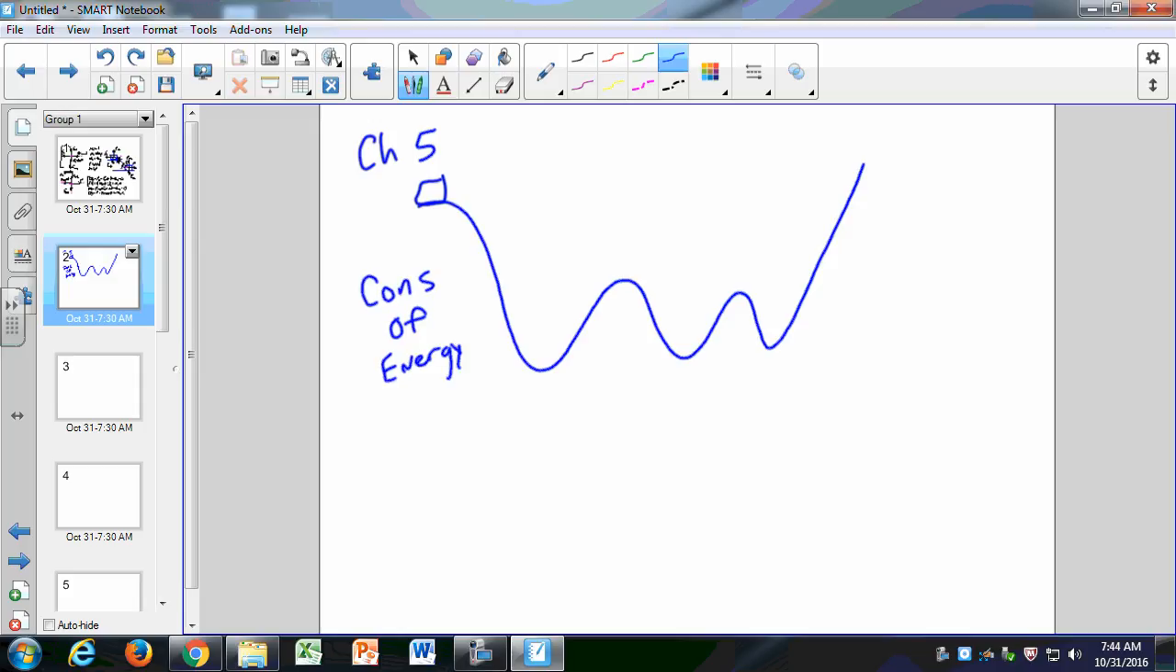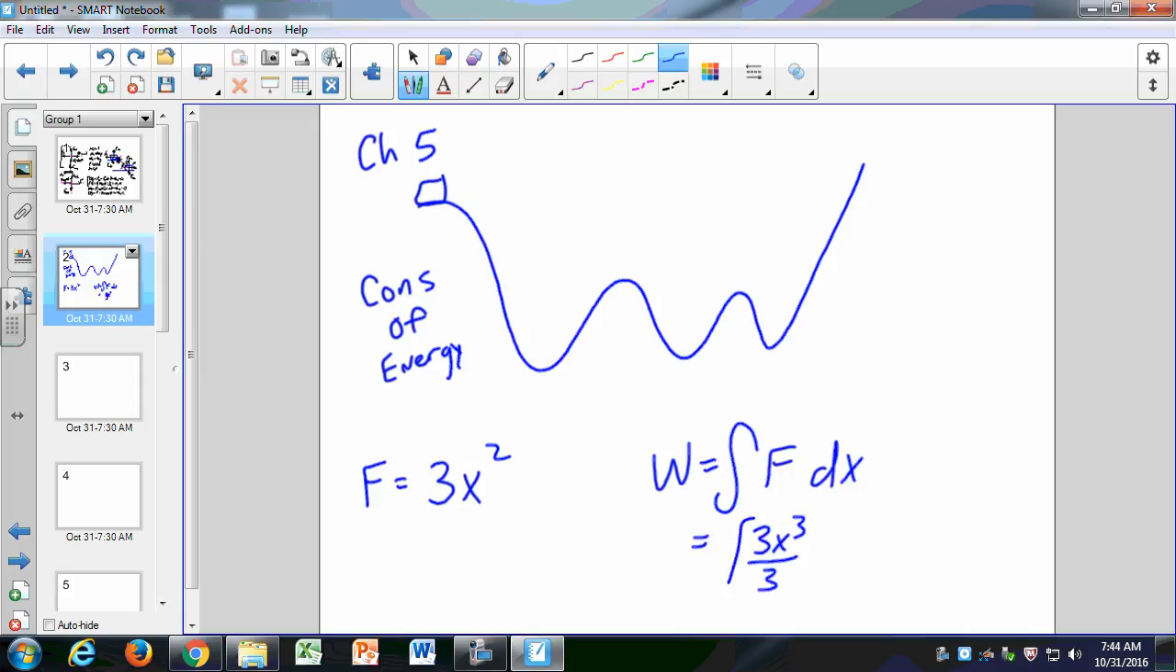Also, you'll have a force that varies with position. So say, for example, a force that's equal to 3x squared. And I ask you, in some way, what is the work done by that force as it goes over a certain distance? And the work is equal to the sum of F times dx, which in this case would be 3x cubed over 3, as it goes from 0 to whatever your x position is. Say if it acts over 3 meters, then it would be 3 cubed, or 27 joules.